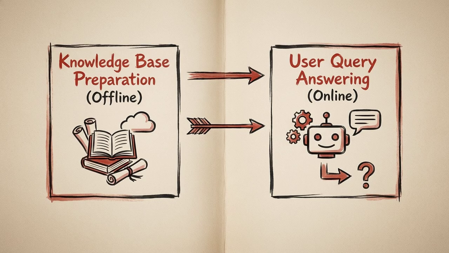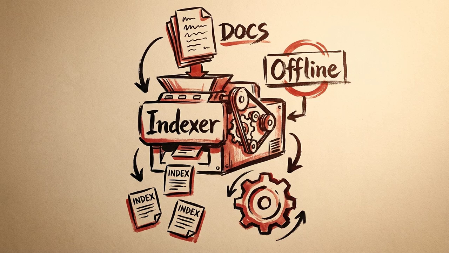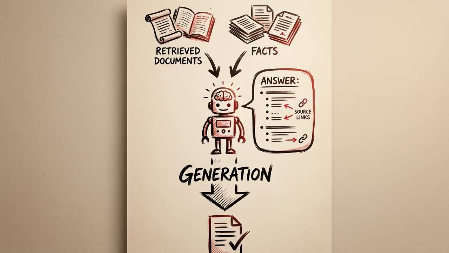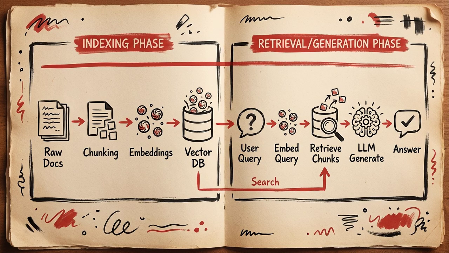At a high level, RAG involves two main phases. First, preparing your knowledge base and then using it to answer user queries. The first phase is called indexing. This happens offline where we process all your documents and prepare them for fast retrieval later. When a user asks a question, RAG first retrieves relevant pieces of information from your prepared knowledge base. Finally, the retrieved information is given to an LLM, which then generates a coherent and accurate answer citing its sources. Let's break down the full cycle, from your raw data through indexing to answering a user's question.